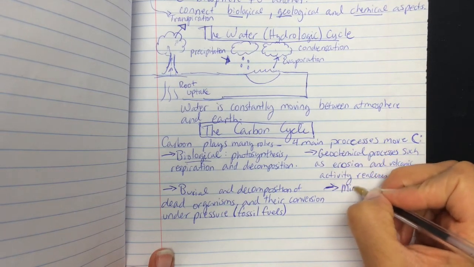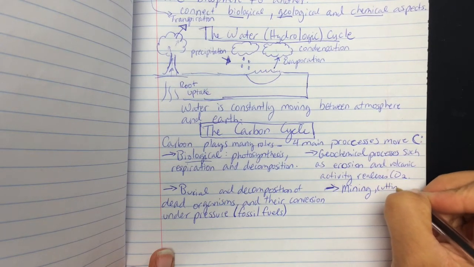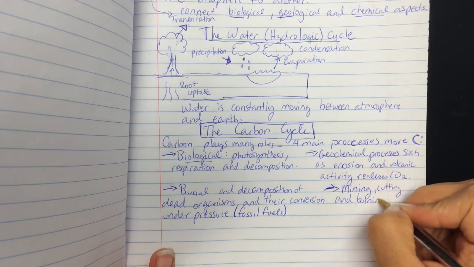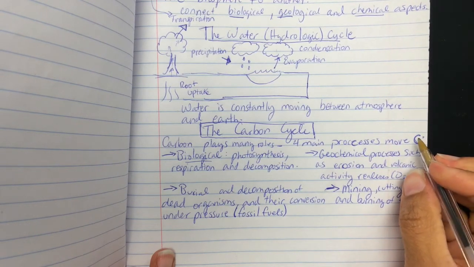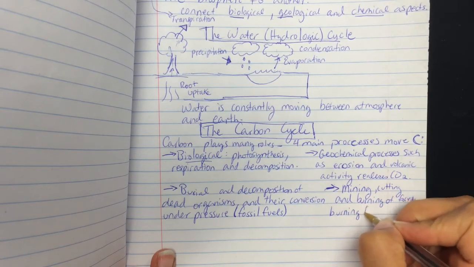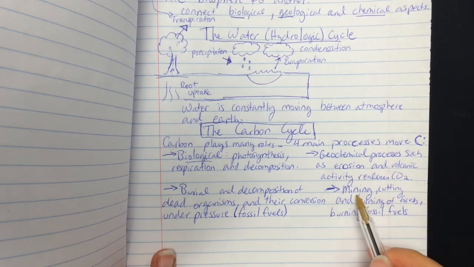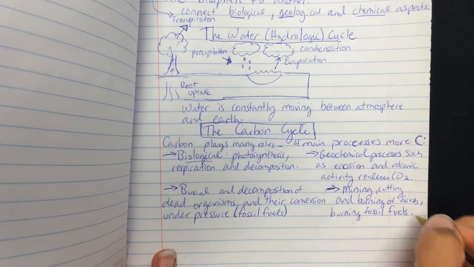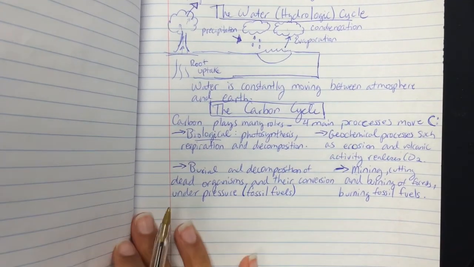Going along with this is mining, and then also cutting and burning of forests, and burning of the fossil fuels. So when we take out coal, for example, when we cut down and burn forests, when we burn gasoline and coal, we are releasing carbon dioxide back into the atmosphere.